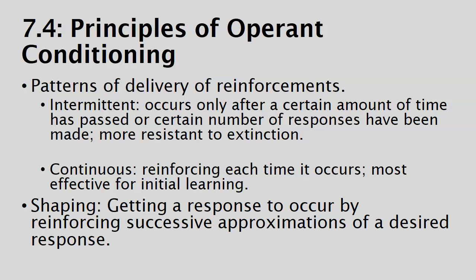But I'm going to shift gears and talk a little bit more about patterns of delivery in terms of reinforcers. I think when we talk about reinforcement and punishment, most people picture continuous delivery, meaning that for example, the reinforcer occurs every time the behavior occurs. So every time the kid does what you want, you give him a piece of candy, or every time the dog sits, you give him a treat. That's continuous, and that's the most effective for initial learning.